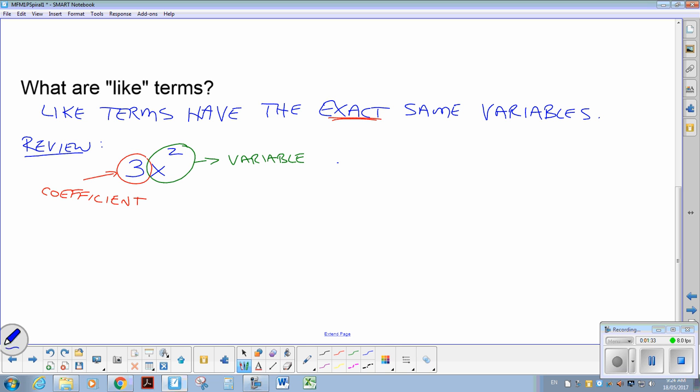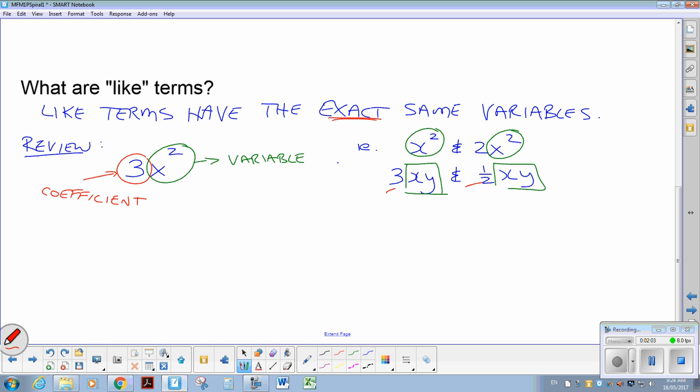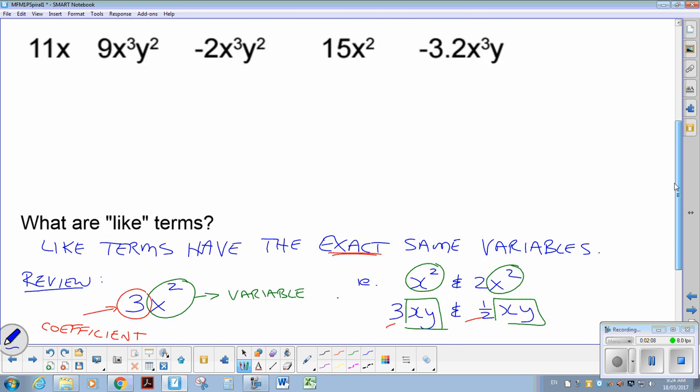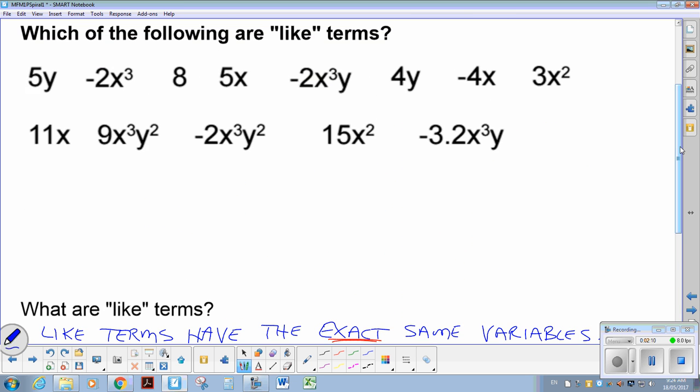An example would be x squared and 2x squared are like terms. 3xy and 1/2 xy are like terms because the xy are identical, because the x squareds are identical. So a like term is a term that has the exact same variables. Those numbers out front, you'll notice the 3 and the 1/2 don't even come into play when we're looking at them. So if we go back up to the top part here, which of the following are like terms?